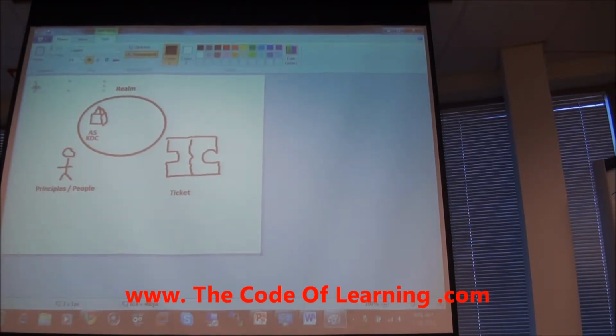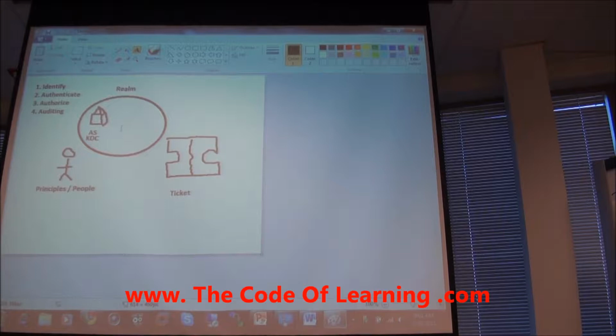And a couple of things I want to put here. First, we need to identify. Second, we need to authenticate. Third, we need to authorize. And the whole time, we should be auditing. Agree or disagree? Agree. All right.